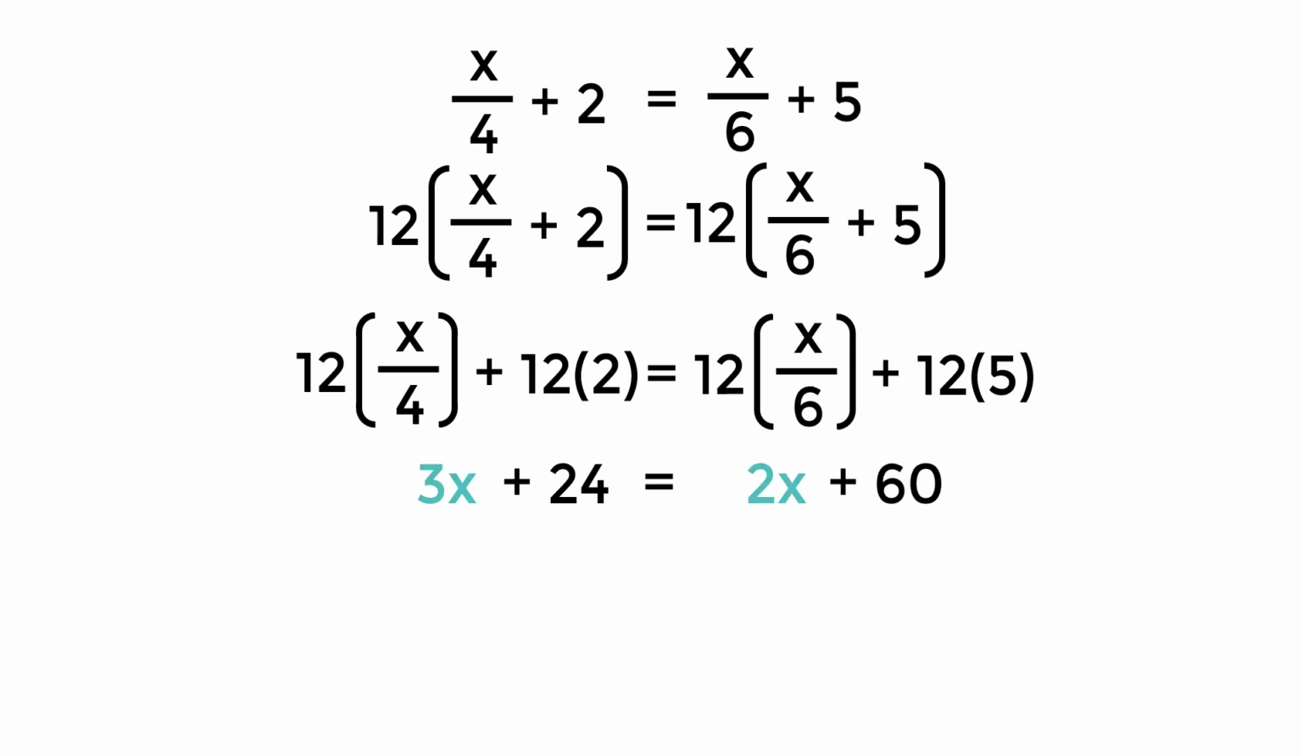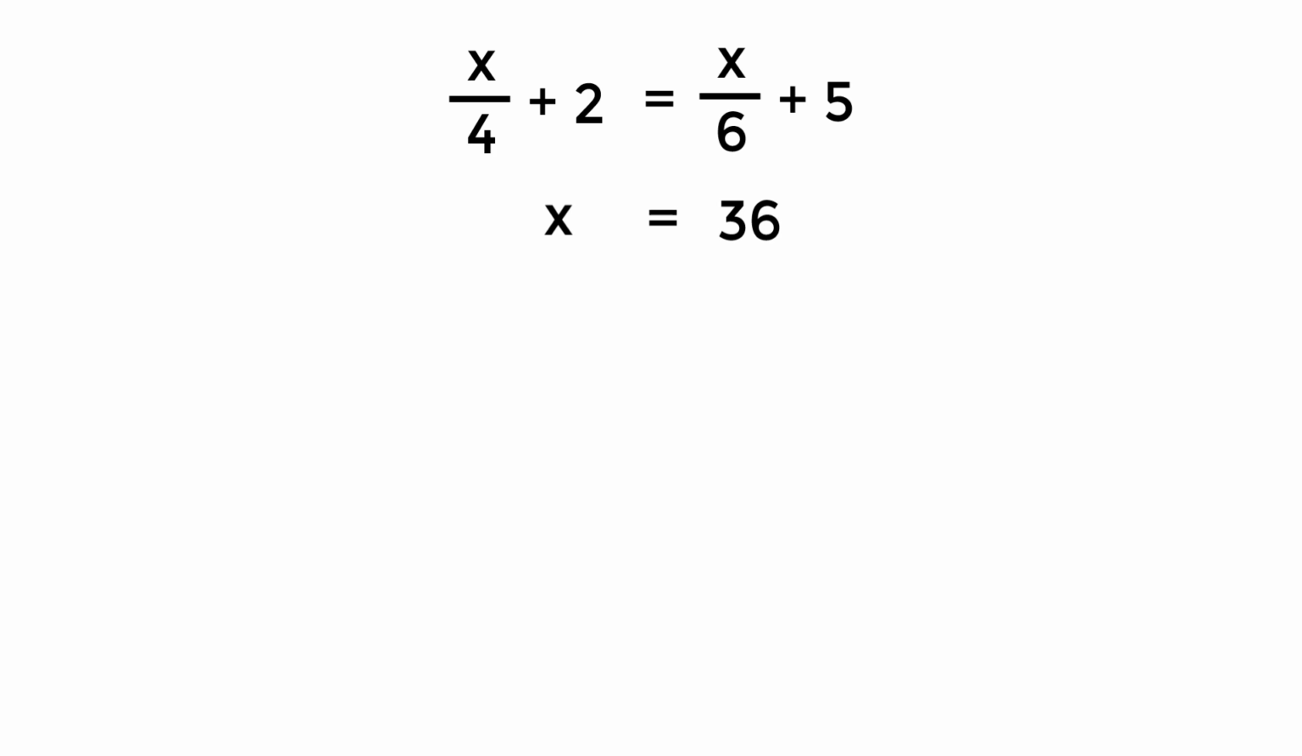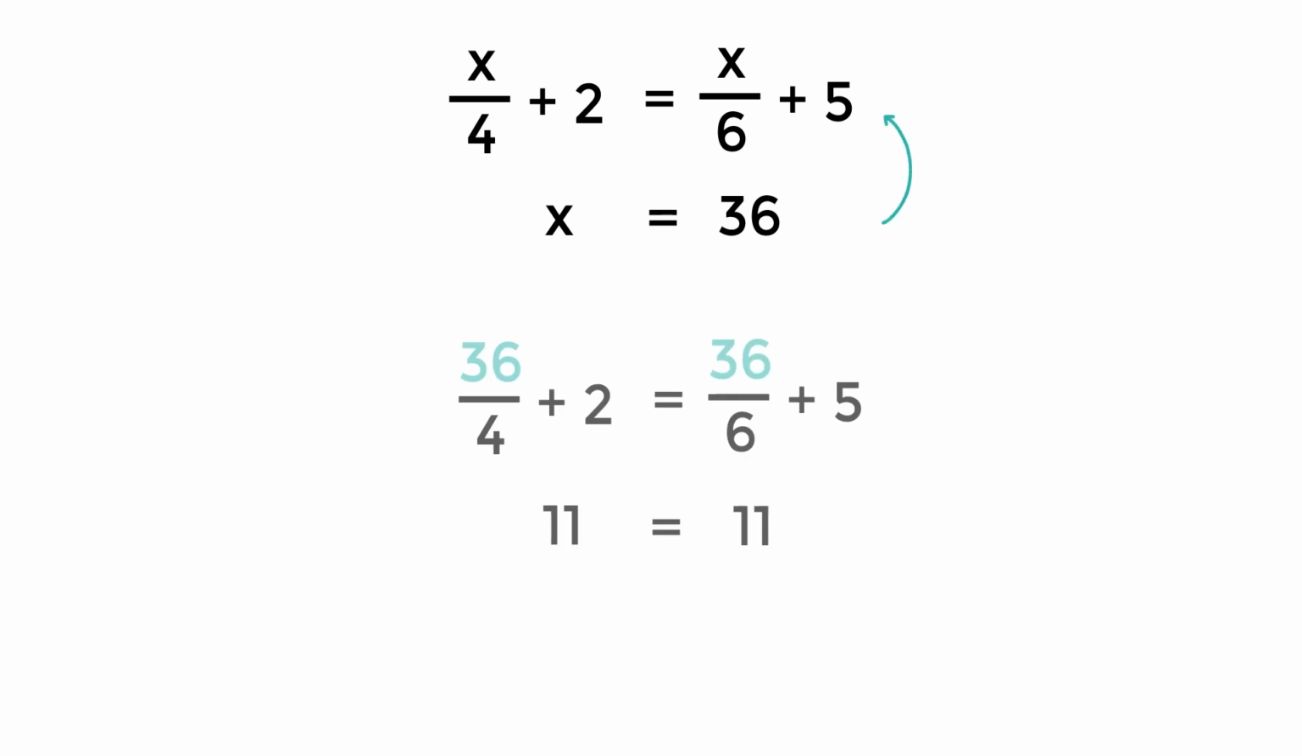Both sides contain x terms. To simplify the equation, we subtract 2x from both sides. On the left side, 3x minus 2x becomes x. On the right side, 2x minus 2x cancels out, leaving 60. Next, subtract 24 from both sides to isolate x. This gives x equals 36. Let's check the solution. Substitute x equals 36 into the equation. Both sides simplify to 11, so the solution is correct.